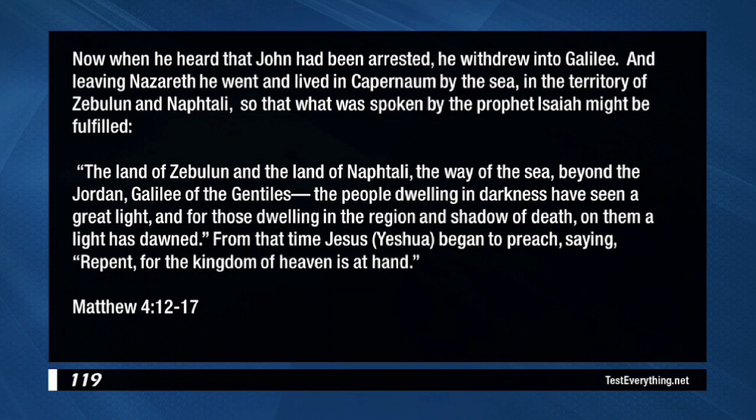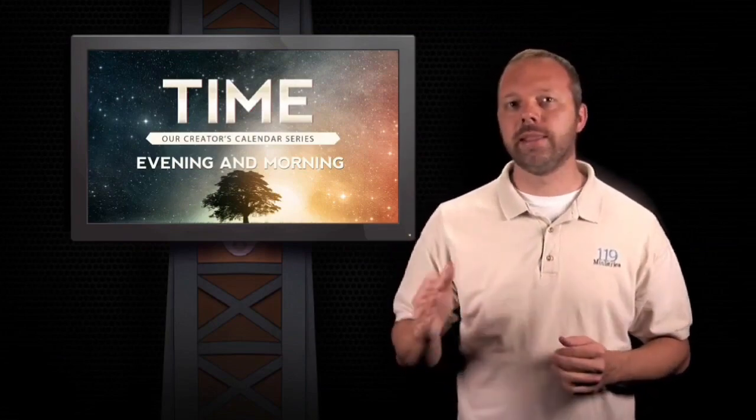The land of Zebulun and the land of Naphtali, by the way of the sea, beyond the Jordan, Galilee of the Gentiles, the people dwelling in darkness have seen a great light. Darkness, then light. For those dwelling in the region and shadow of death, on them a light has dawned. From that time, Yeshua began to preach, saying, "Repent, for the kingdom of heaven is at hand." When our Messiah returns, first darkness, then light.